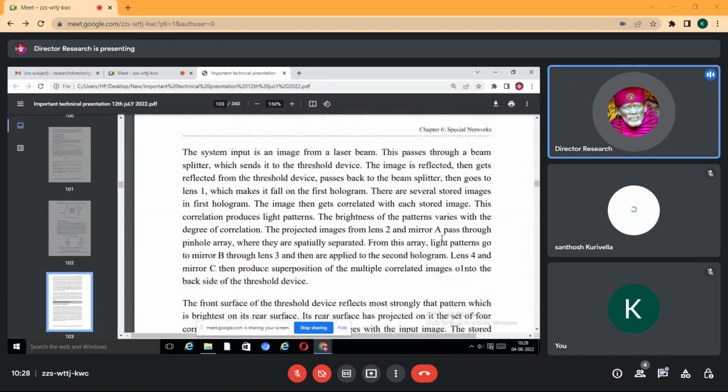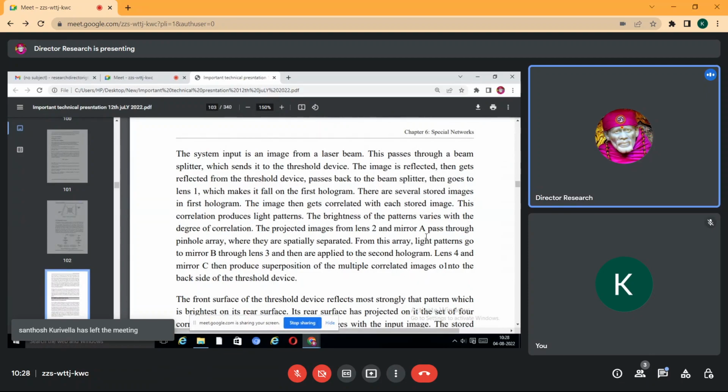The system input is an image from a laser beam. This passes through a beam splitter, which sends it to the threshold device. The image is reflected from the threshold device, passes back to the beam splitter, then goes to lens 1, which makes it fall on the first hologram. There are several stored images in the first hologram. The image gets correlated with each stored image. This correlation produces light patterns.